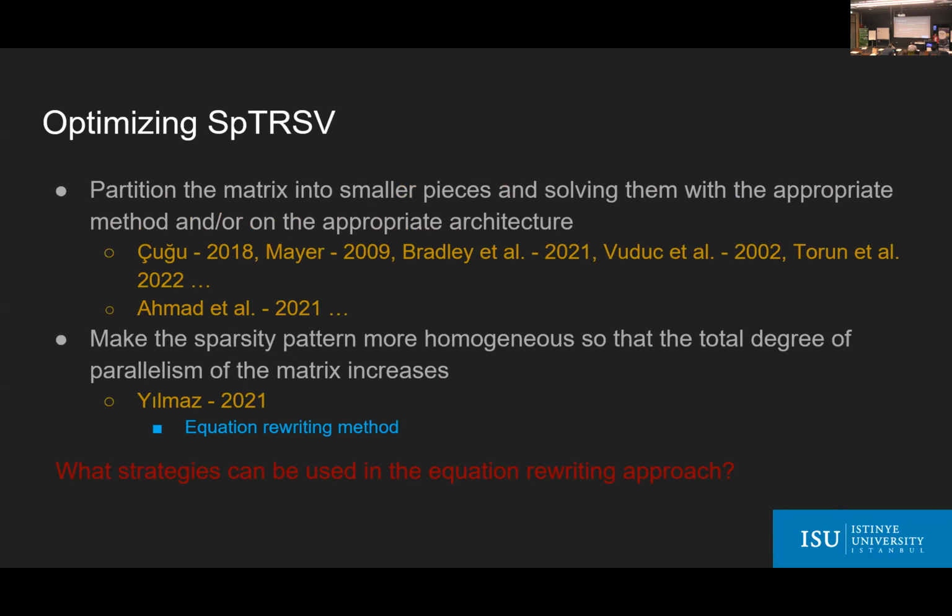There have been several very successful works in the literature, and the majority of them are based on partitioning the matrix into smaller pieces and solving them with the appropriate method or on the appropriate architecture. In a previous work, we took exactly the opposite approach, where we try to increase the parallelism of the parts where they lack it. And we realized this using the equation rewriting method. In this work, we're presenting a preliminary algorithm for the equation rewriting method.